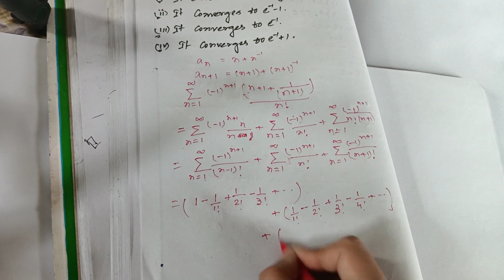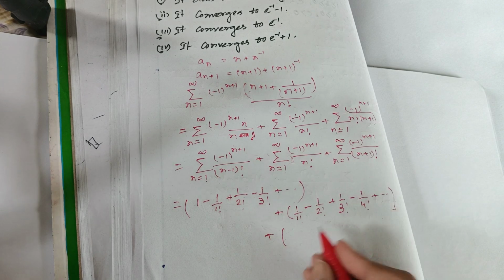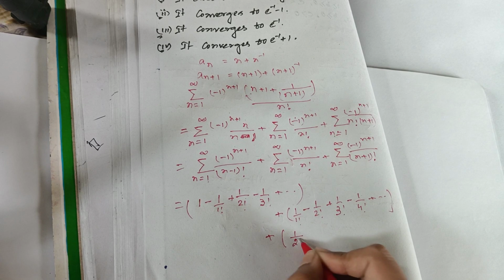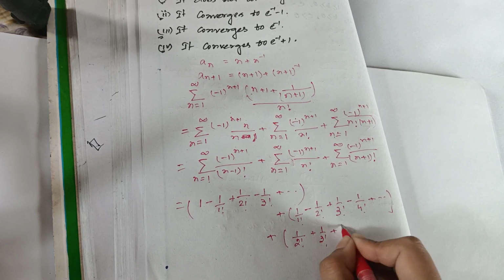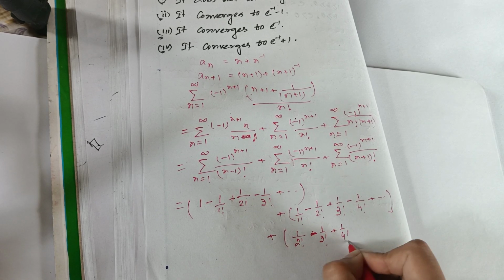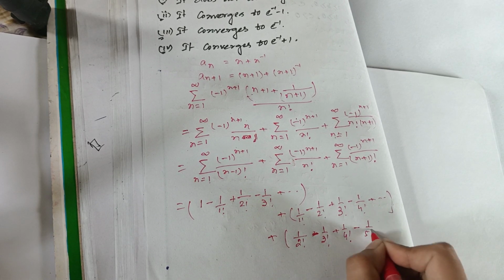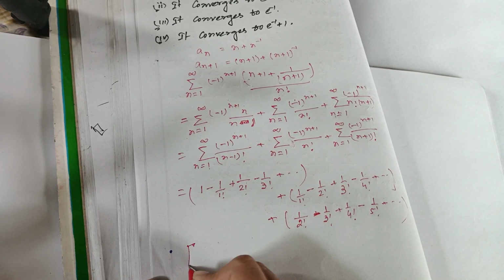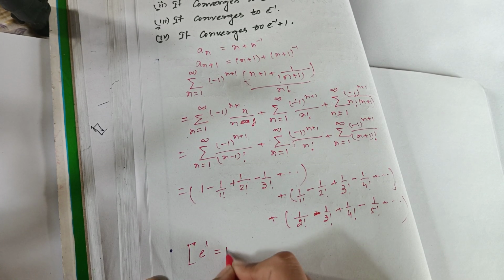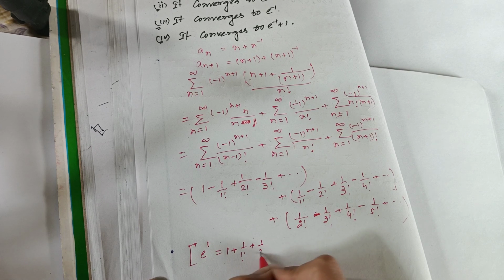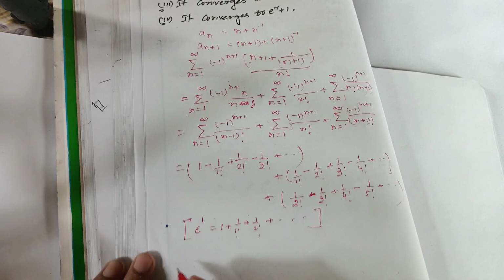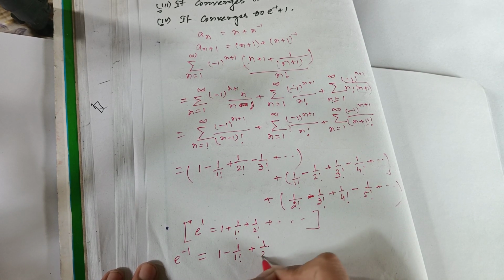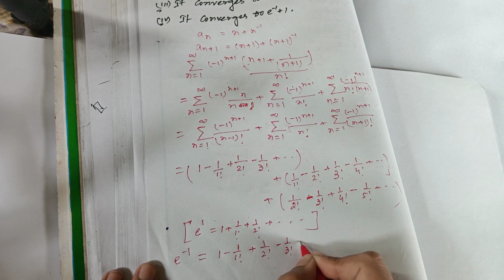Okay, and this we can write, if we put n equals to 1, that means 1 by 2 factorial, minus 1 by 3 factorial plus 1 by 4 factorial minus 1 by 5 factorial, and so on. Okay, we also know that e to the power 1 is equal to 1 plus 1 by 1 factorial plus 1 by 2 factorial, and so on. Okay, e to the power -1 is equal to 1 minus 1 by 1 factorial plus 1 by 2 factorial minus 1 by 3 factorial, and so on.